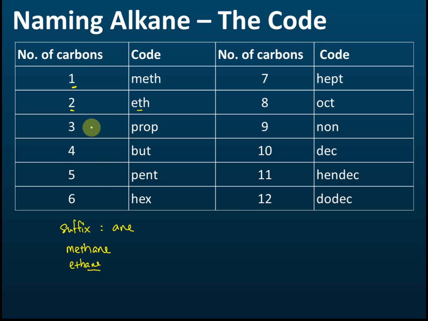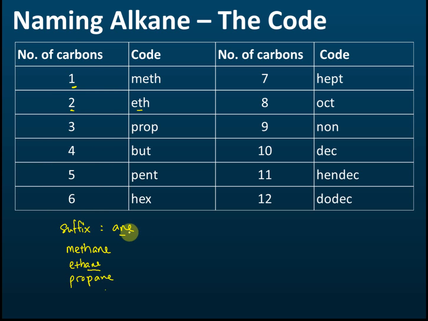How about an alkane with three carbons? For three carbons, the code is prop, followed by the suffix -ane. So the name of the third alkane, which has three carbon atoms, is propane. That is how we name alkanes: we name according to the number of carbons per molecule, followed by the suffix -ane.